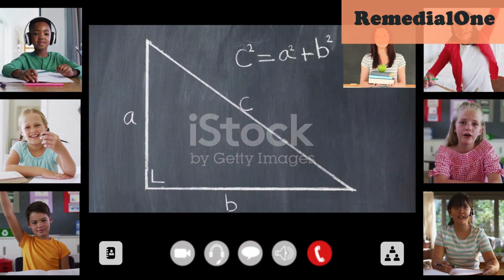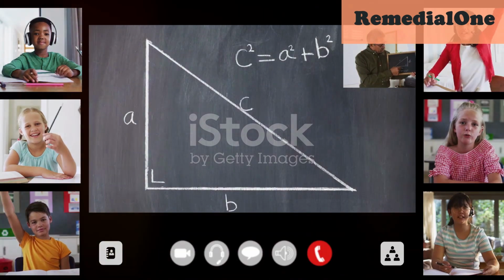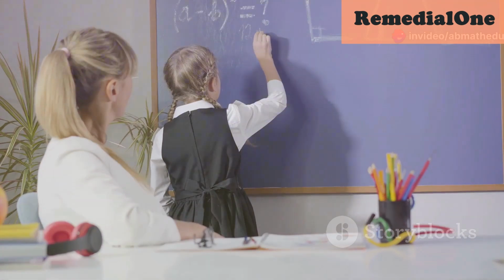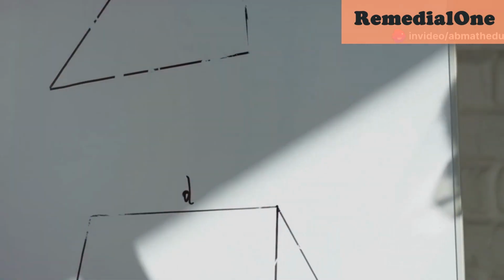You've probably heard of the Pythagorean theorem, but did you know it has applications far beyond finding the hypotenuse of a right triangle? We'll use it to find missing lengths in all sorts of geometric figures, from triangles to more complex shapes.